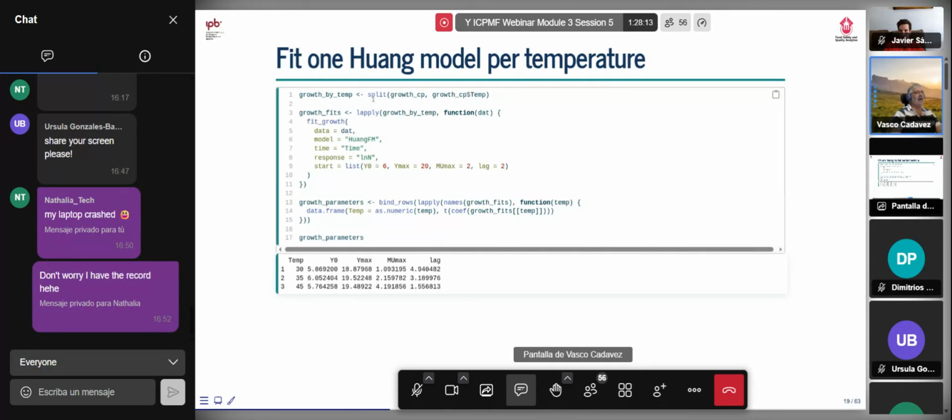First, I need to fit the model for each temperature. So for now, I need to split the data according to the temperature. I use this function, split. I use the data set, and I will split it by temperature. So I will get the data for each temperature. Then I can fit it.